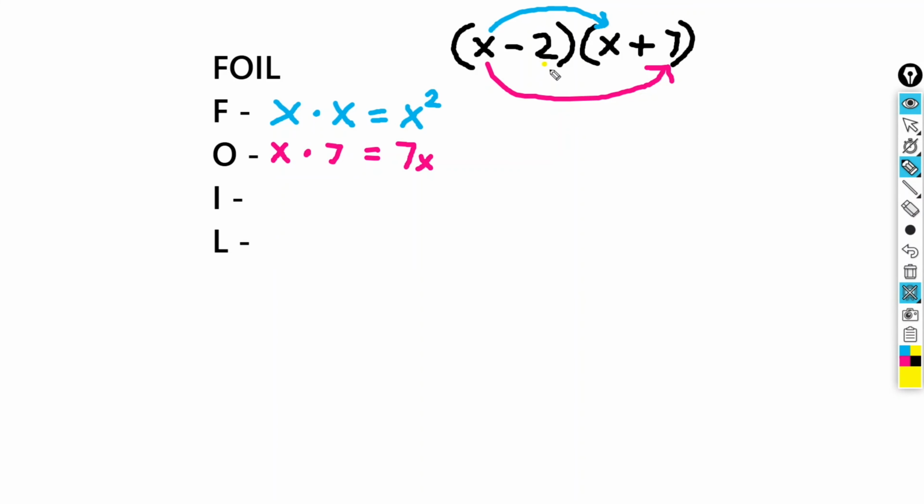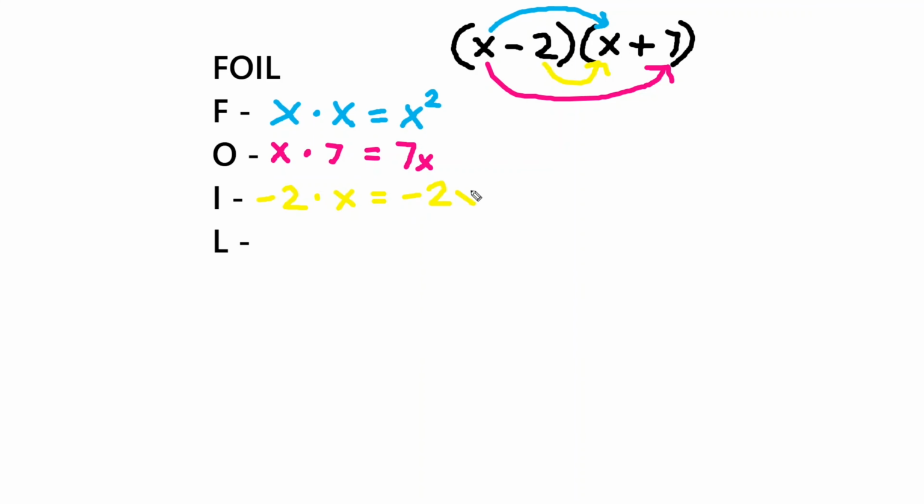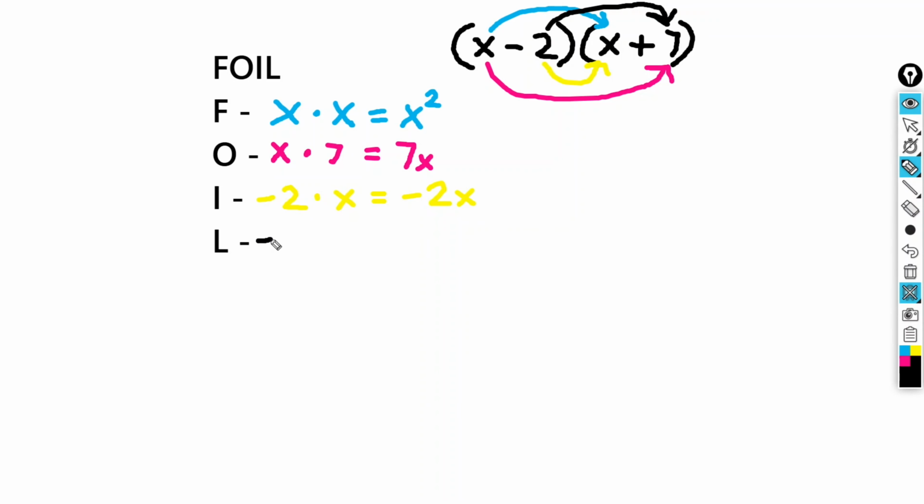We'll then go to our inner terms. So negative 2 times x. We're going to treat this as a negative 2. So we're going to do negative 2 times x, which is negative 2x. And then we'll do our last term. So negative 2 times 7. So that's going to be negative 14.